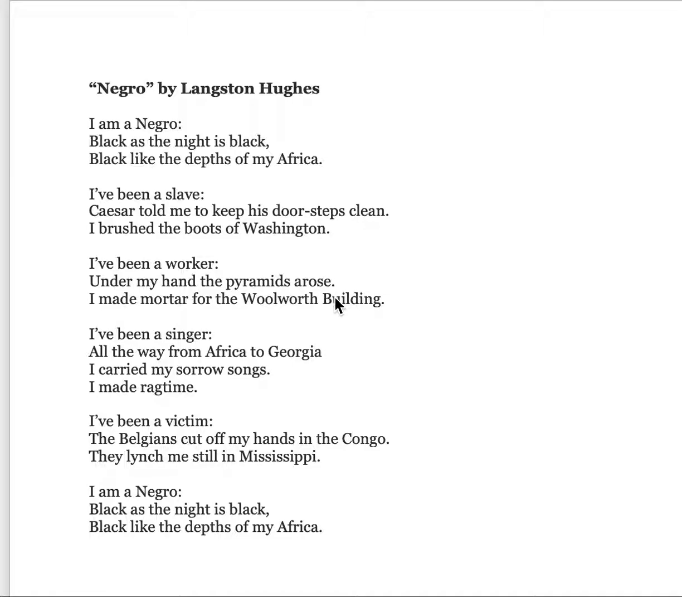He's not allowed in the doorsteps. He's the slave. He's the keeper. He's the one who is downtrodden and oppressed. That's the imagery that we're getting by the allusions to these famous figures of Caesar and Washington. He says, I've been a worker. Under my hand the pyramids arose. Pretty clear imagery. I've made a mortar for the Woolworth building. So we get the idea that his culture not only are people who have been oppressed, but they've also created. So they care for and they create what white culture essentially enjoys.